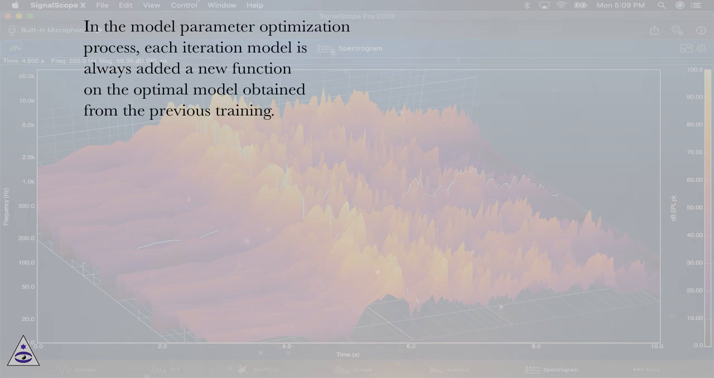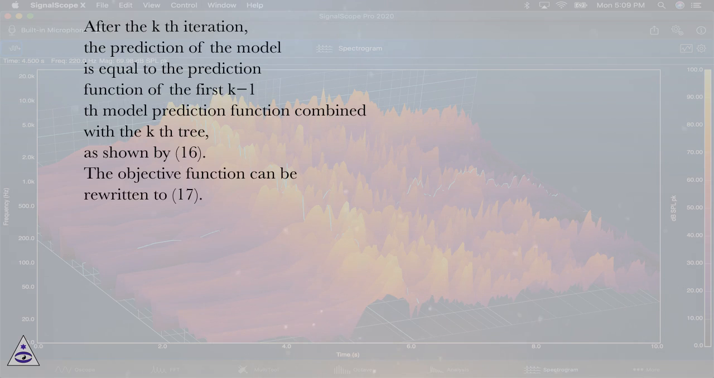In the model parameter optimization process, each iteration always adds a new function to the optimal model obtained from the previous training. After the kth iteration, the prediction of the model is equal to the prediction function of the first k-1 model combined with the kth tree, as shown by Equation 16. The objective function can be rewritten as Equation 17.